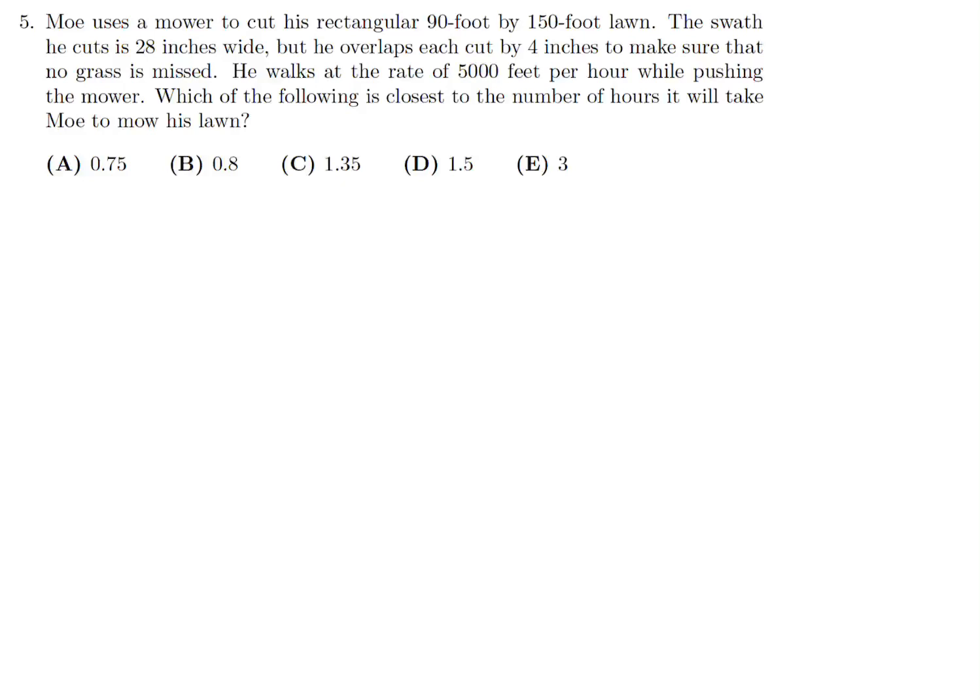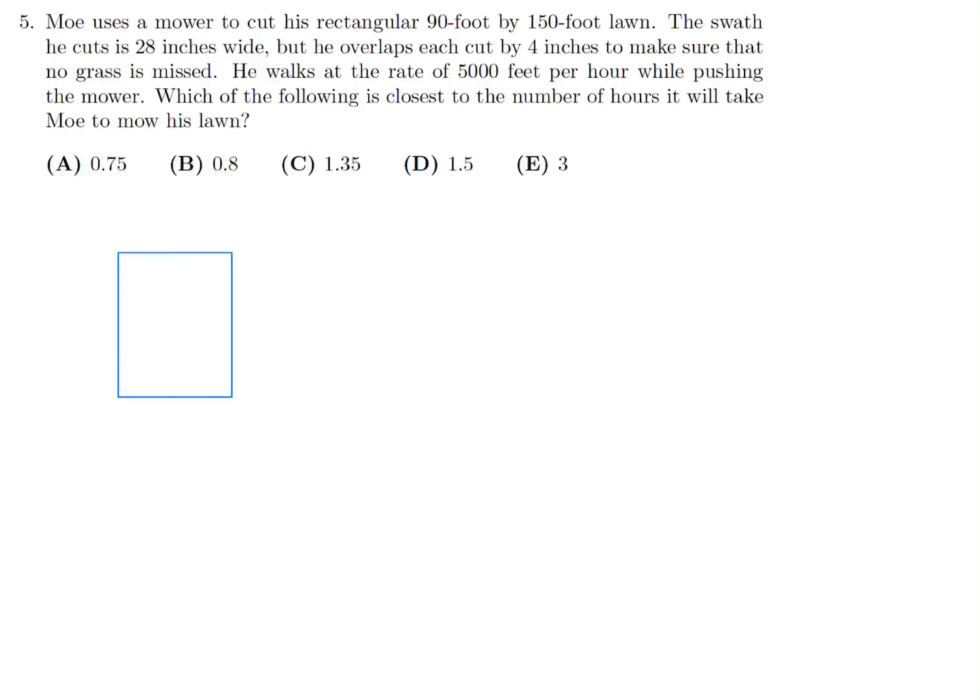Mo uses a mower to cut his rectangular 90-foot by 100-foot lawn. The swath he cuts is 28 inches wide, but he overlaps each cut by 4 inches to make sure that no grass is missed. He walks at a rate of 5,000 feet per hour while pushing the mower. Which of the following is closest to the number of hours it will take Mo to mow his lawn?